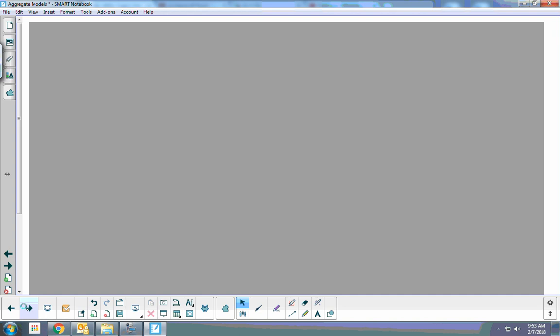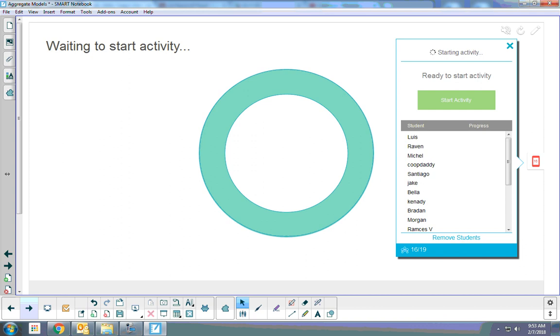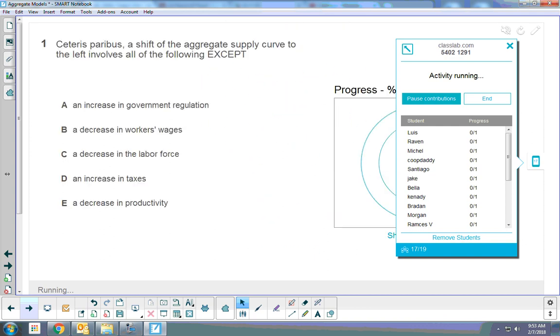New questions should be on your phone momentarily, like right now. Similar questions, just asking it differently. Have we seen that word before? Ceteris paribus, yes? Does anyone remember what ceteris paribus means? Kenny? Other things equal, or all other variables remain constant, but it is Latin.